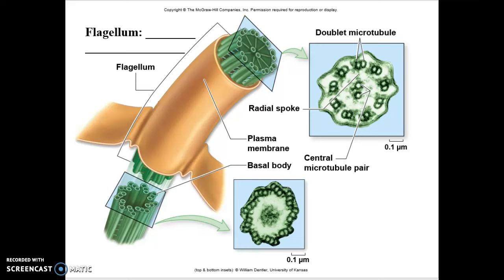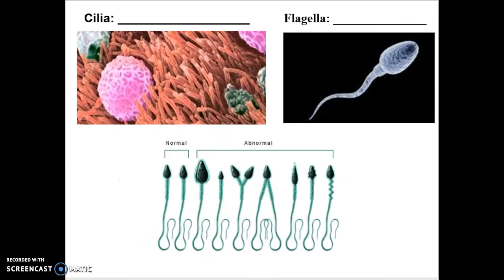So think about a bicycle tire with spokes. The outer pairs act as the rim. The central pair acts as the hub or the axle, and then you have these spokes going into it, and it produces the flagellum structure. Wrap it with a plasma membrane, and now you have a long whip-like tail that has strength, support, and the ability to move. So in humans, the only cells that have flagella are sperm cells.